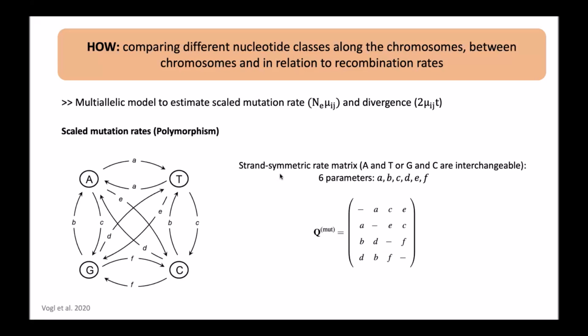These are all the mutations possible in the mutation rate matrix. We assume a strand-symmetric rate matrix, which means that A and T or C and G bases are interchangeable. So these two mutation rates are the same, reducing our number of parameters from 12 to 6, and we parameterize them as B, A, B, C, D, E, F. From this mutation rate matrix that we inferred, we can check if there are mutational differences between these nucleotide classes.